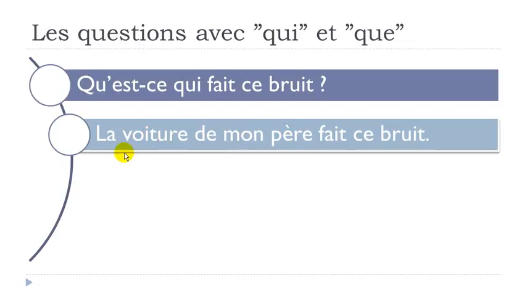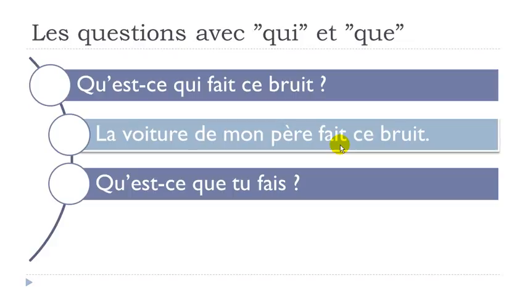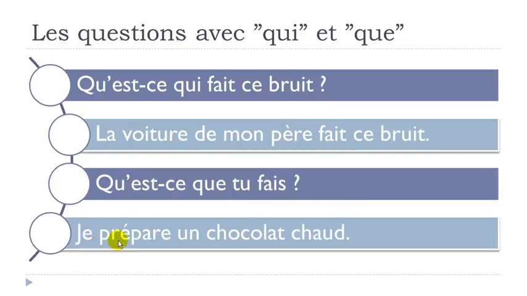So if you translate it directly, it's the car of my father. And then you've got the verb. Okay, but then this long thing is the subject. La voiture de mon père fait ce bruit. Okay, so that's the reason why first we had this que, because it's a thing, it's not a person, okay? And then qui here, because it's the subject of the verb faire. Okay? Second question, qu'est-ce que tu fais? So if you remember carefully, it was what are you doing? Qu'est-ce que tu fais? And the answer, je prépare un chocolat chaud.